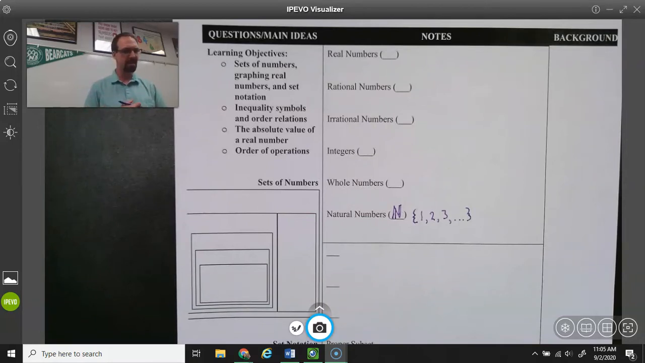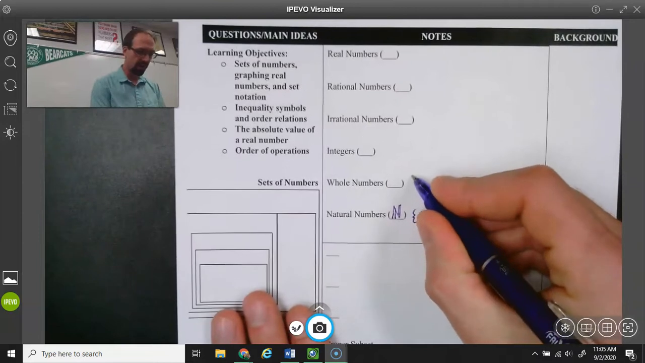The next additional number that you learned, we taught you the idea of when you were young. We taught you the idea of having nothing. You were probably unhappy about this because you wanted something and you had nothing. That's generally how it works. But the idea of having nothing is represented with the number 0. We call those whole numbers. So again, this starts at 0.